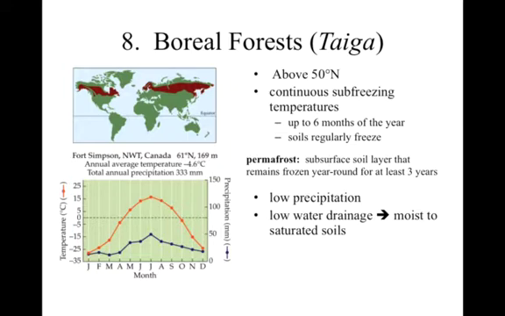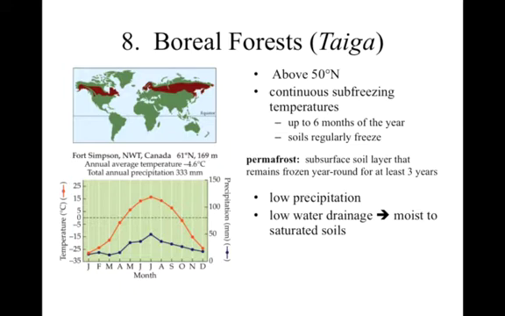All right, the eighth biome is boreal forests or taiga. These occur above 50 degrees north, and they have continuous sub-freezing temperatures for up to 6 months of the year, and the soils regularly freeze. And as a result, you have what's known as permafrost, which is a subsurface soil layer that just remains frozen year-round for at least 3 years.